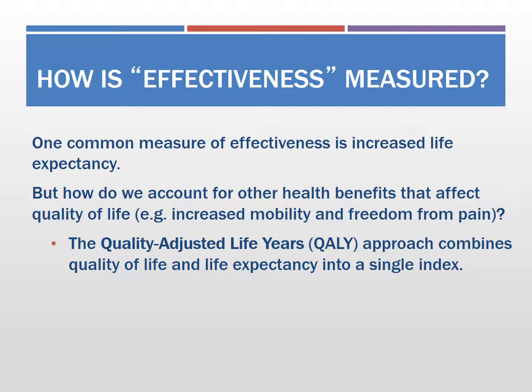In order to get to that measure, we have to come up with another set of numbers or uniform units to calculate the effectiveness of treatments. And this measurement is what we call the quality adjusted life year, so QALY is shortened for this term. The quality adjusted life year is an approach to combine the quality of life and the life expectancy into one single index number.